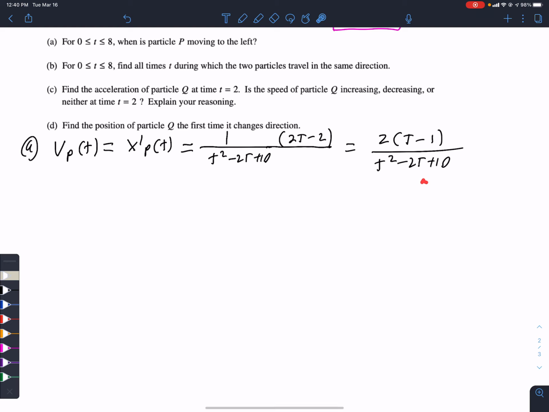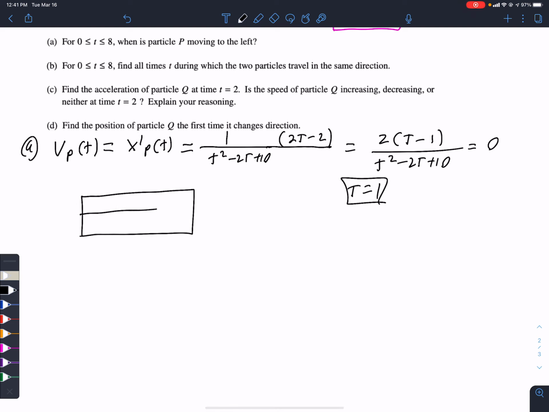Let's plug in 0, and you get positive 10. So you can conclude the bottom is always positive. So the only place where v of p could change signs is where the numerator equals 0, or t equals 1. So that is your only possible place where it could change directions.